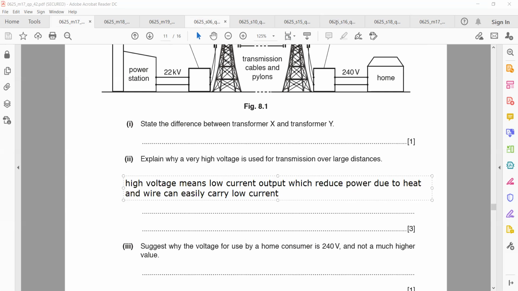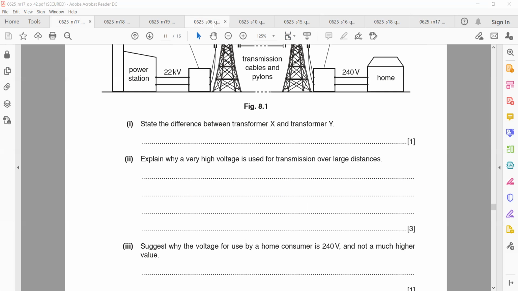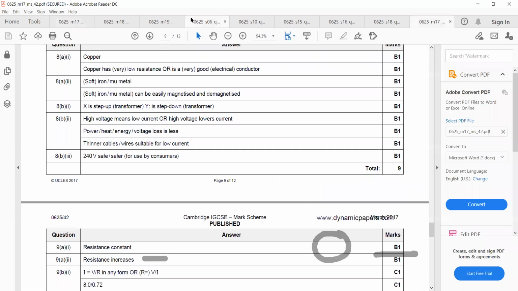The next part: suggest why the voltage for use by a home consumer is 240, not a much higher value. What's the reason? Yeah, for safety. You can say 240 is a safer voltage for the consumer, because if it's too high a voltage, it might be fatal.